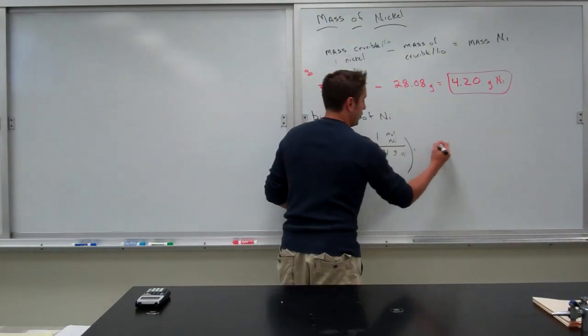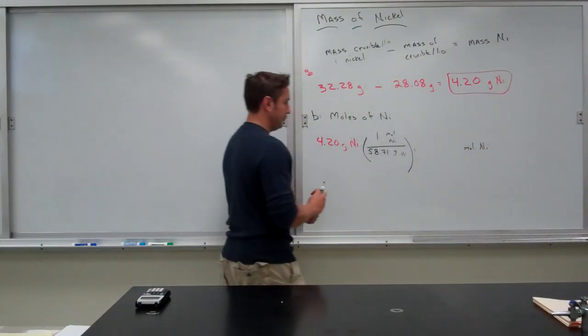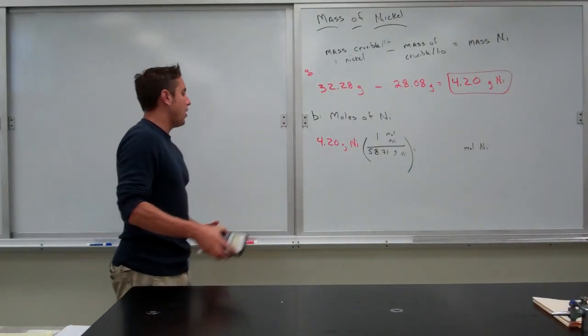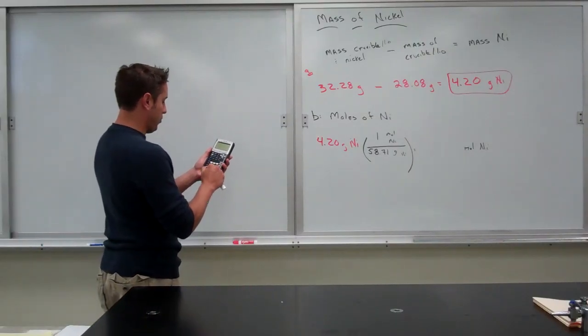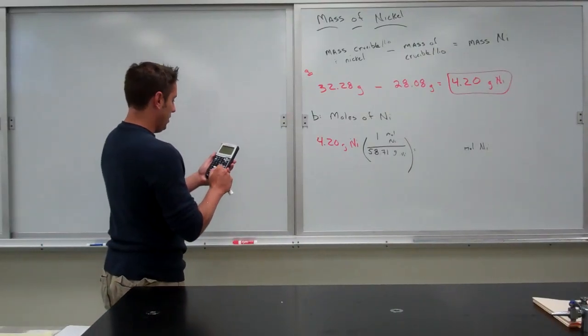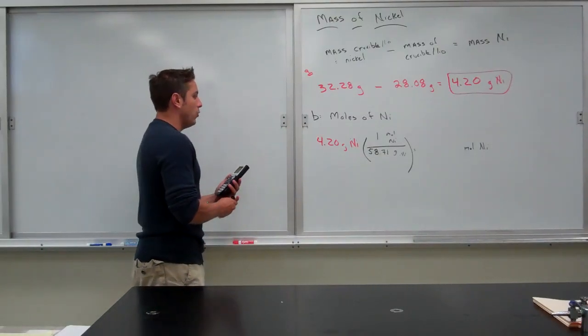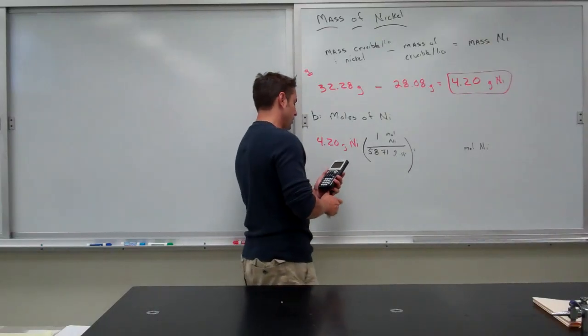Grams of nickel will cancel. We'll be left with moles of nickel. From here, simply do the math problem, so you take out your calculator. 4.20 divided by 58.71 is 0.071538. We get 3 sig figs, 4 sig figs, so 3 in my answer.